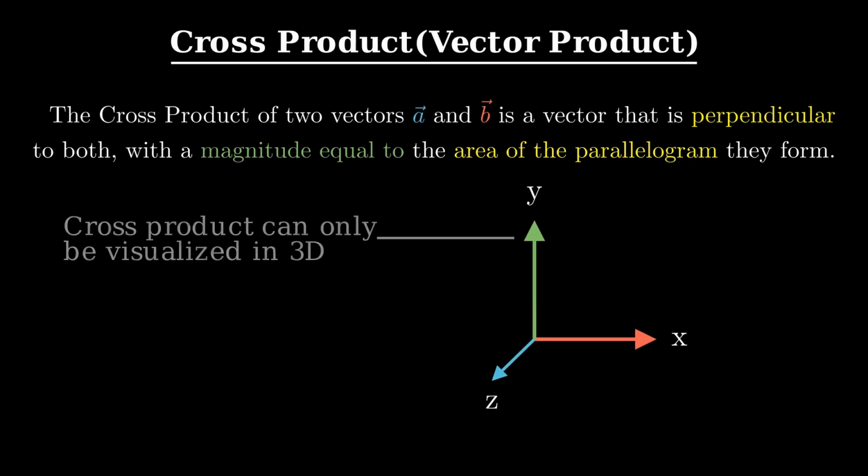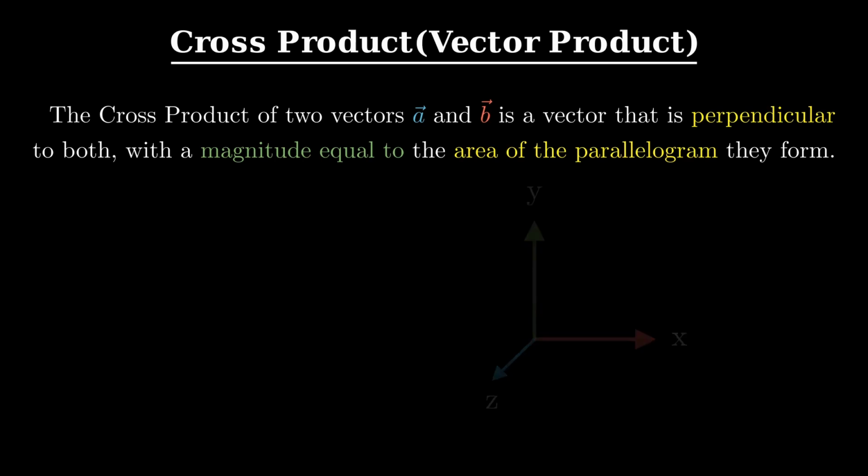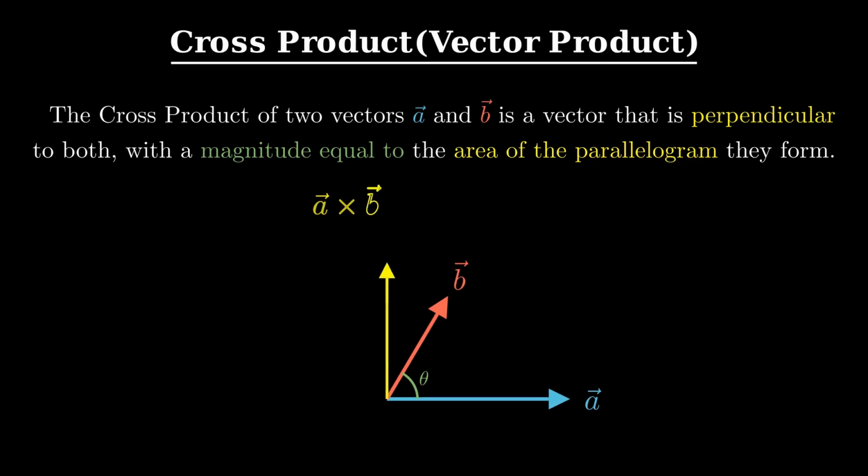So we will be starting with the geometric one first. So let's say that we have two vectors A and B meeting tail to tail with one another at an angle theta. Their cross product would be a vector that is perpendicular to both of them. So we'll call this vector C.